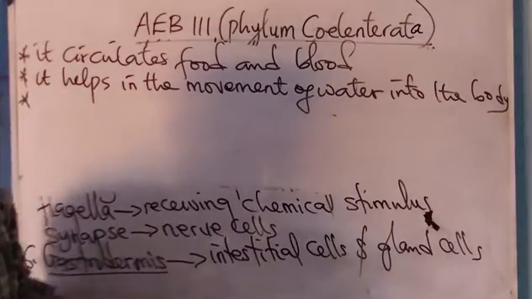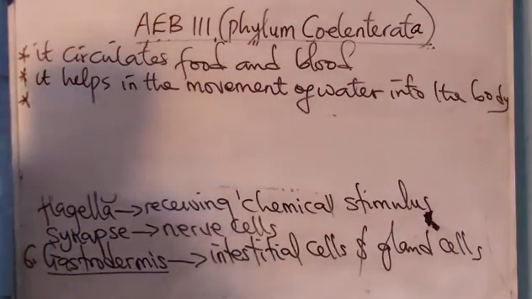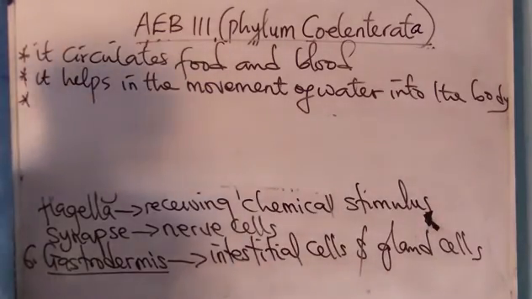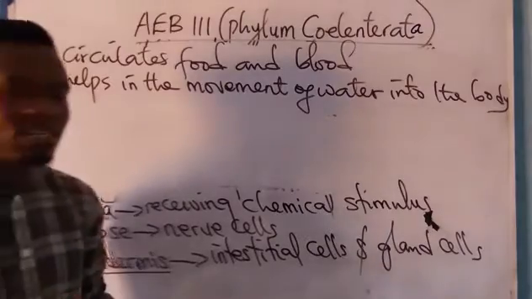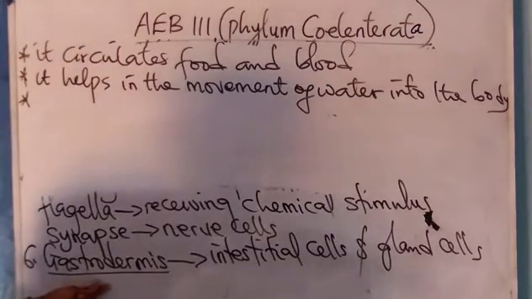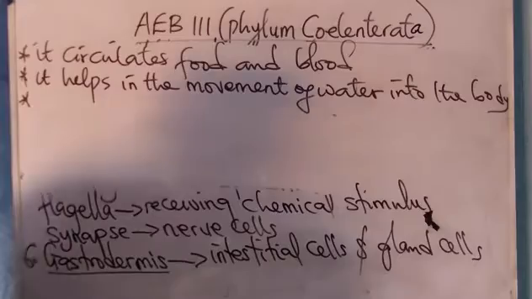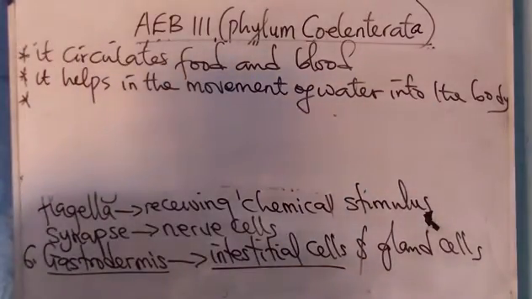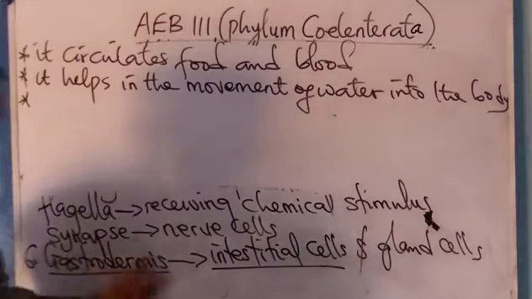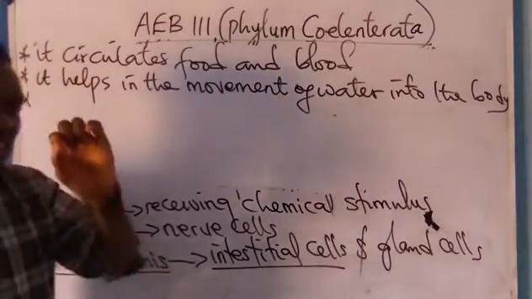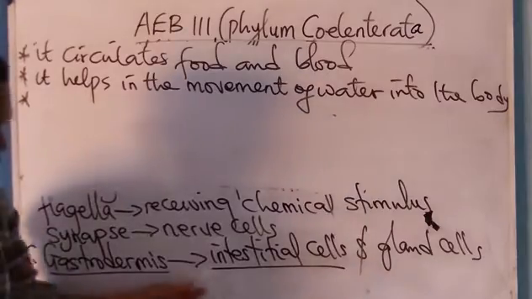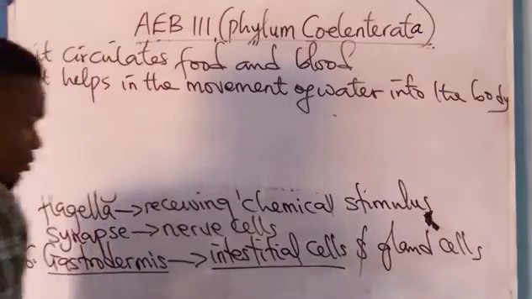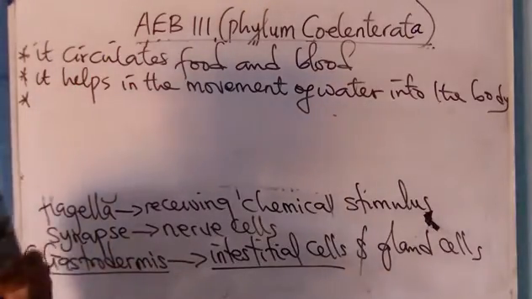And 3, I said that the interstitial cells and the gland cells are found scattered on the gastrodermis. I'll ask you, which of these is scattered on the nutritive cells of the gastrodermis? It is the interstitial cells. The answer is what? Interstitial cells. They are found scattered on the nutritive cells of what?